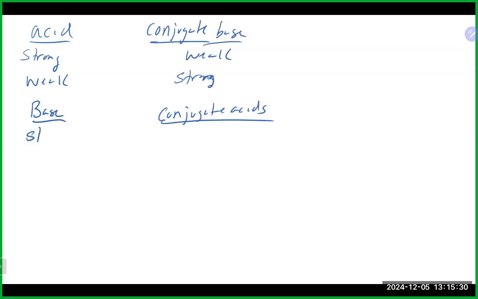If we have a strong base, we will have a relatively weak conjugate acid, and if we have a weak base, we'll have a relatively strong conjugate acid in this case.